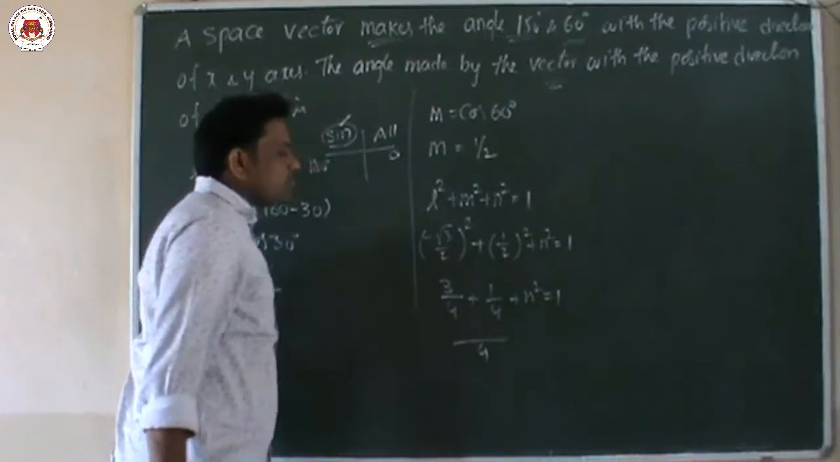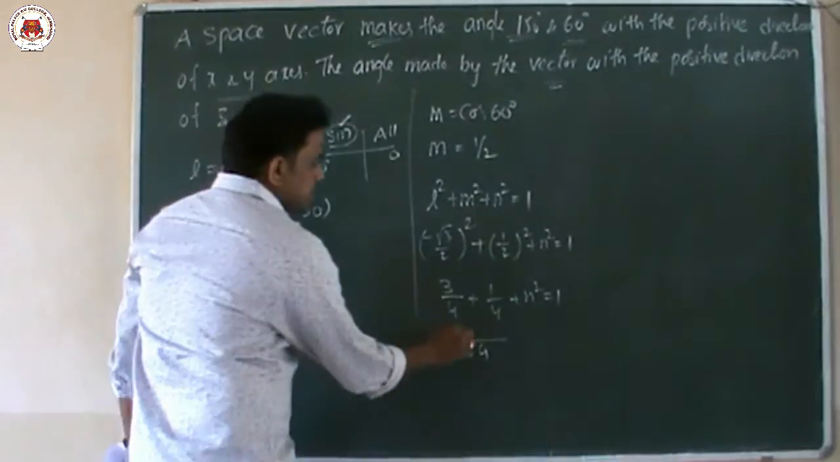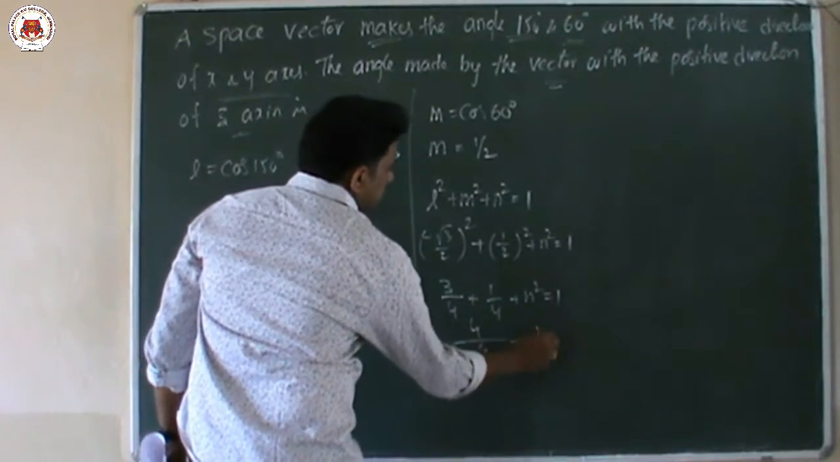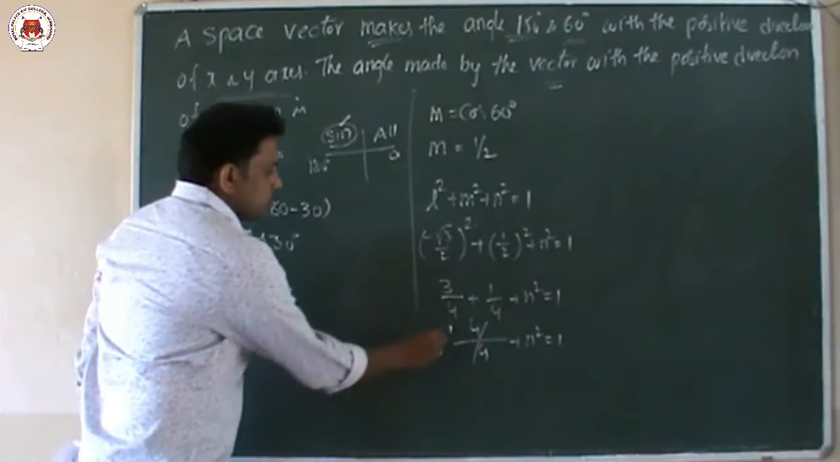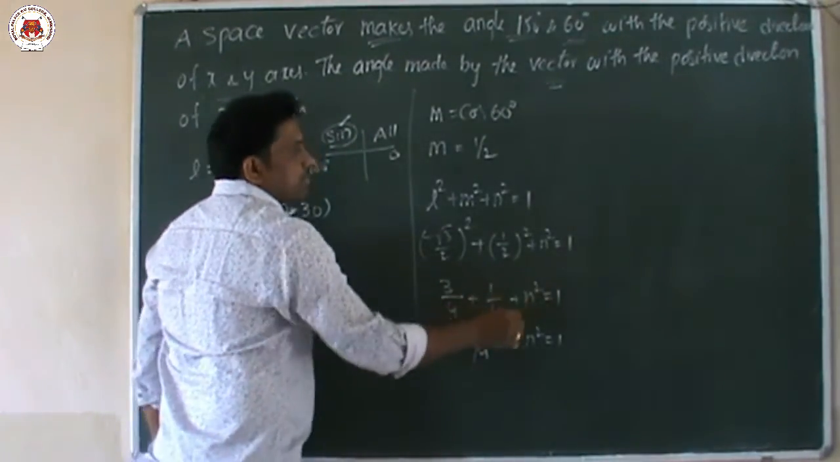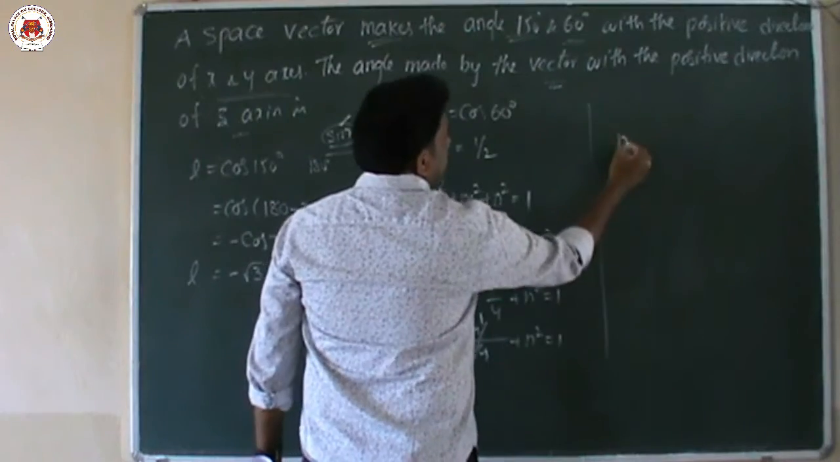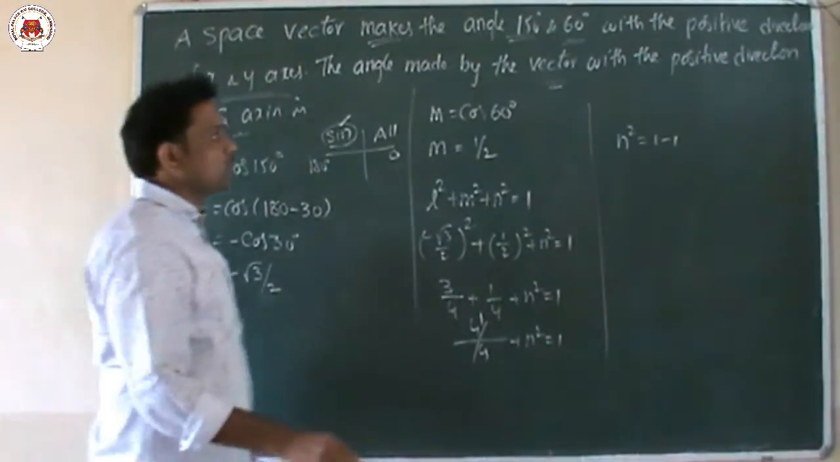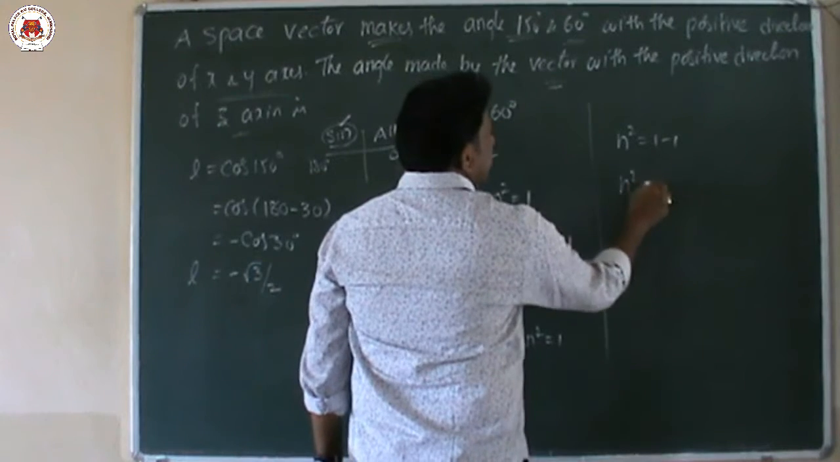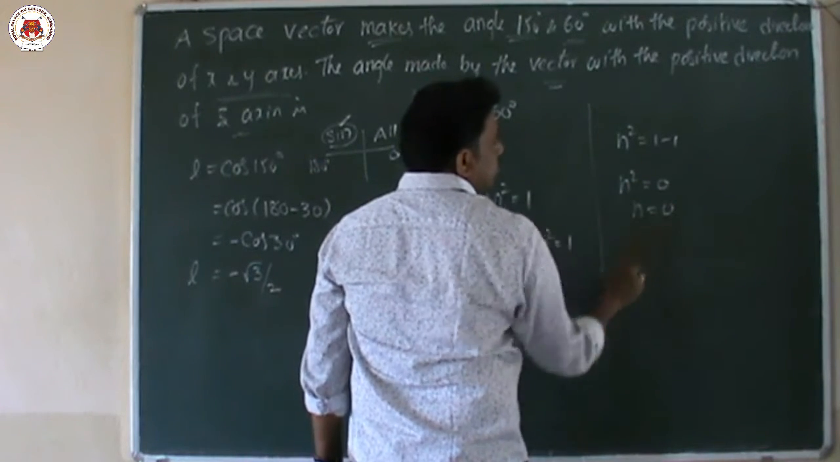Then what is the LCM? 4 is the LCM. So 3 plus 1 is nothing but 4. 4 plus N square equal to 1. 4 cancels 1 time. This plus 1 if you send to that side, then N square equal to 1 minus 1. So the N square value equal to 0, then N equal to 0.